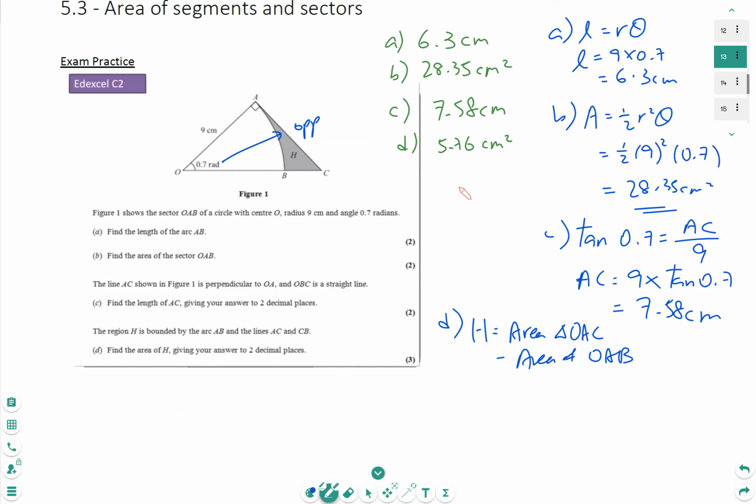Part A, find the area of OAC. Well, it's a right angle triangle, so you can do half base times height. So H equals half, that's the base, that's the height, 9 times 7.58, minus area of OAB, which is 28.35. You put it in the calculator, you should get 5.76 centimeters squared. And that's it.